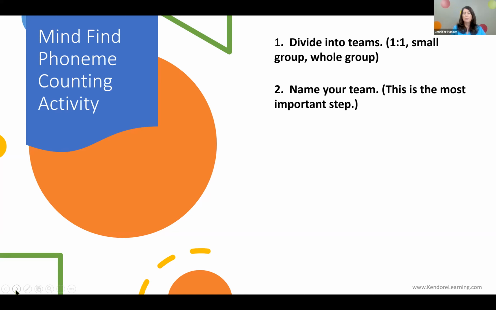Okay, so this is a really important step. You have to name your team. So you divide into teams, you name your team. It is very important. If you don't let the kids pick a name, then you're just never going to win teacher of the year.